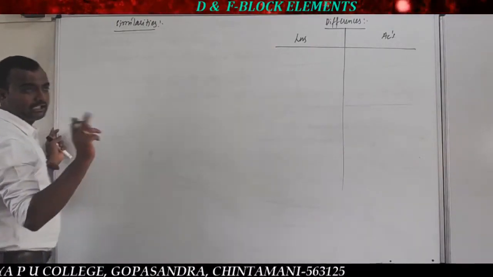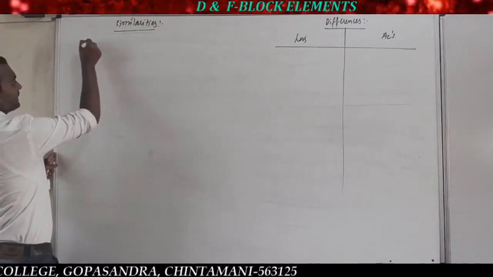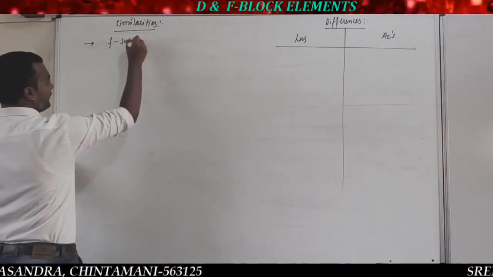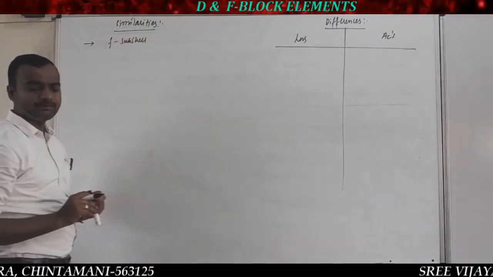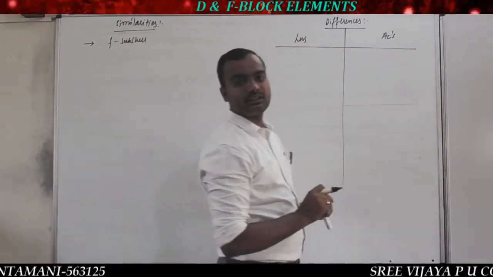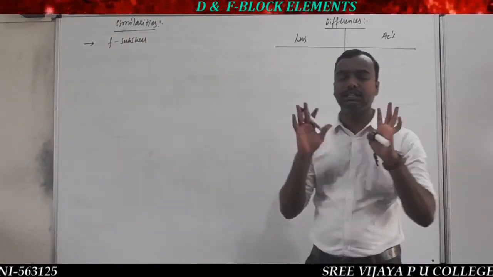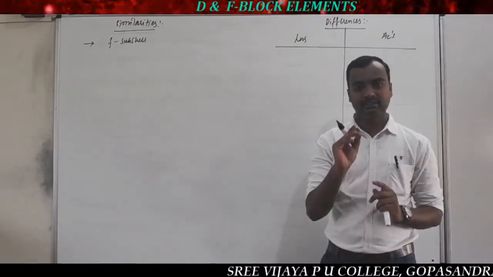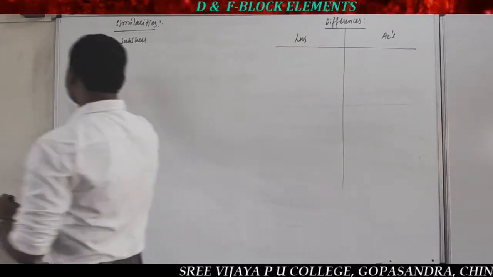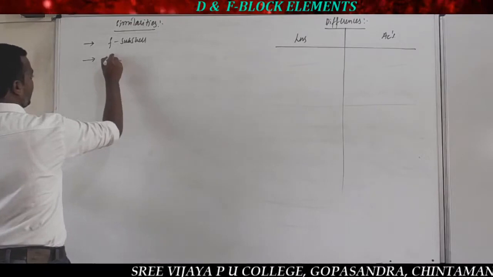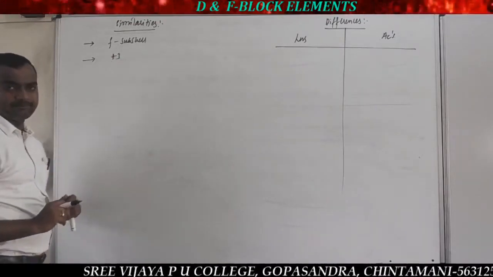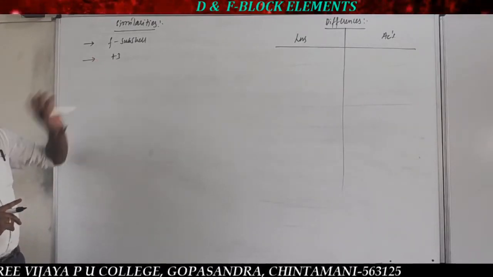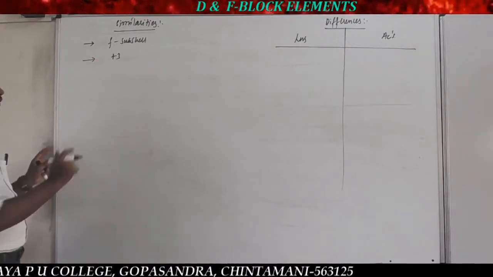In both the series, observe, the electron enters into the F section, because they belong to F block elements. In one, electrons enter 4f, in the other, electrons enter 5f. Totally, the electron enters into the antepenultimate F section. That is one similarity. And the second similarity: the common oxidation state is +3 in both cases. What is the common oxidation state in both cases? +3. So that is one more similarity between lanthanides and actinides.